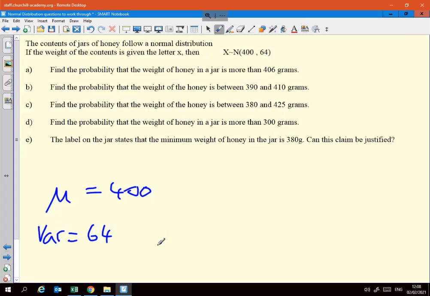And that's not usually what we really want. We want the standard deviation. So the standard deviation is the square root of the variance. So square root of 64 in this case, and it's going to be 8. So mean of 400 and standard deviation of 8. So that's what we're getting from there. Okay, so I'm going to go through each of these questions in turn.